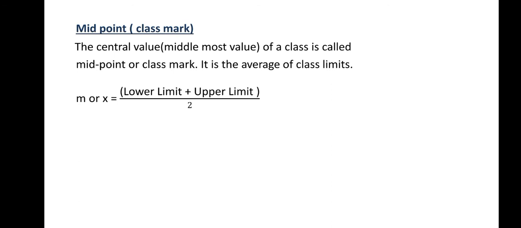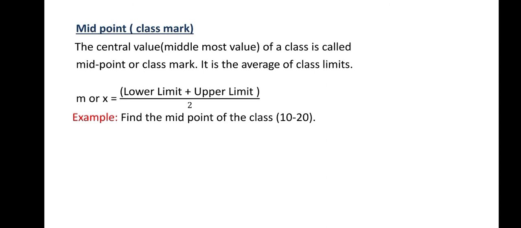The central value or the middlemost value of a class is called midpoint or class mark. It is the average of class limits. To calculate the midpoint, we have the formula m or x is equal to lower limit plus upper limit divided by 2. Let us consider an example. Find the midpoint of the class 10 to 20.